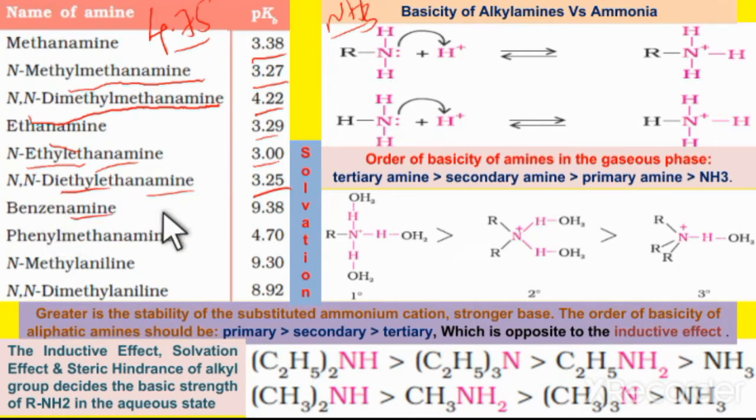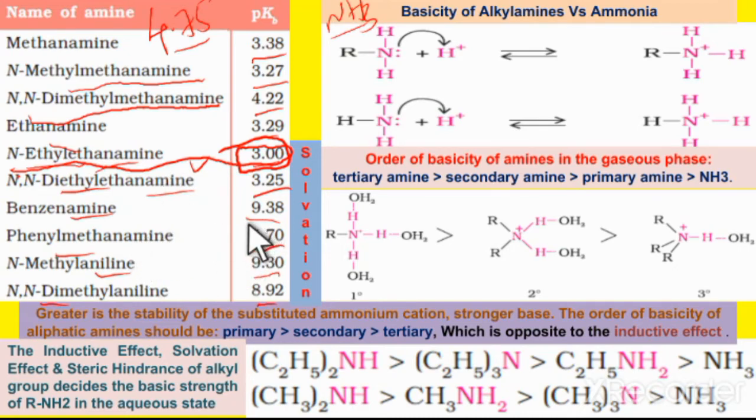Next, benzenamine has 9.38, phenyl methyl amine has 4.70, N-methyl aniline has 9.30, and N,N-dimethyl aniline has 8.92. These are some of the pKb values. Based on this we can tell which are more basic. The ones with the lower pKb value have more basic nature. Here N-ethyl ethanamine has 3.00, the lowest pKb value, so it has the more basic nature.